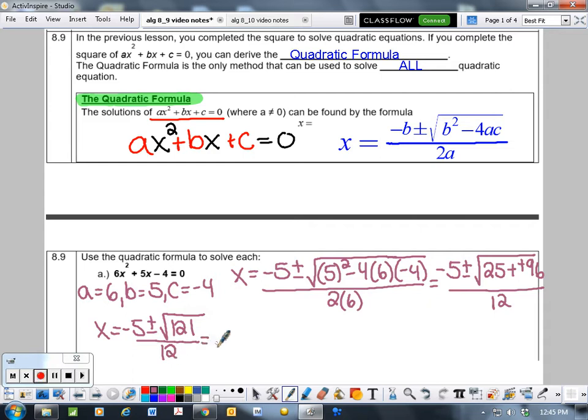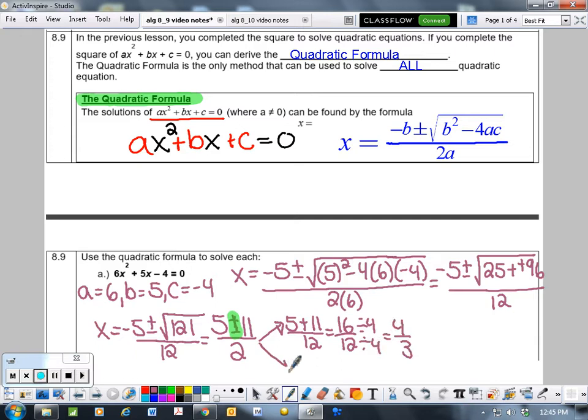Now we can actually calculate the square root of 121. And so the square root of 121 is 11. So now we're at negative 5 plus or minus 11 over 12. And so now we deal with this plus or minus part, which means that I'm actually breaking this up into 2 different answers. The first one is going to be negative 5 plus 11 divided by 12. So 6 divided by 12, which gives me 1/2.